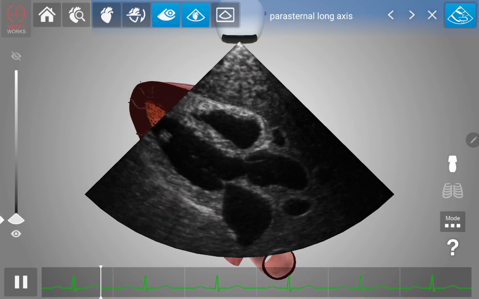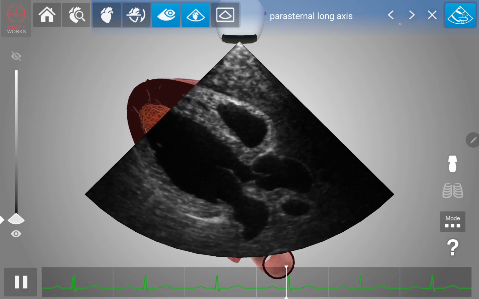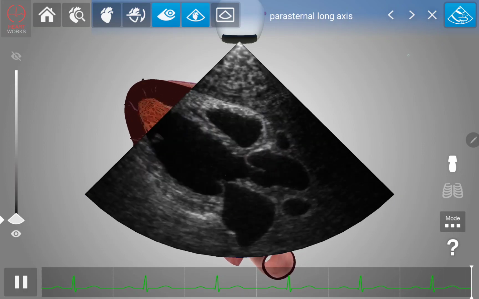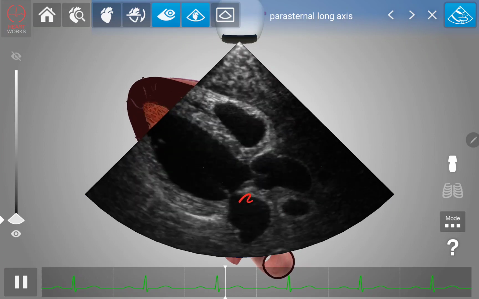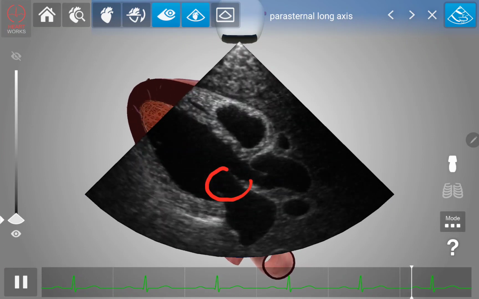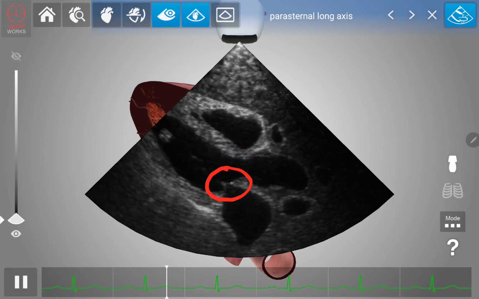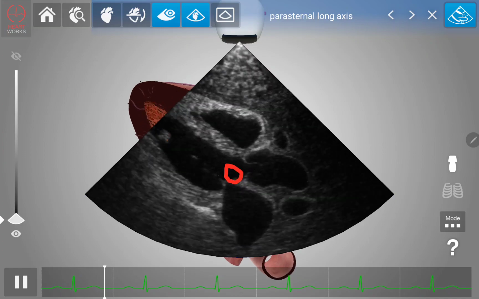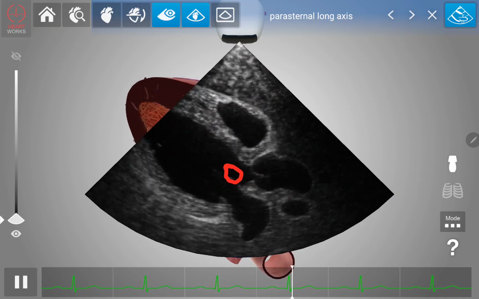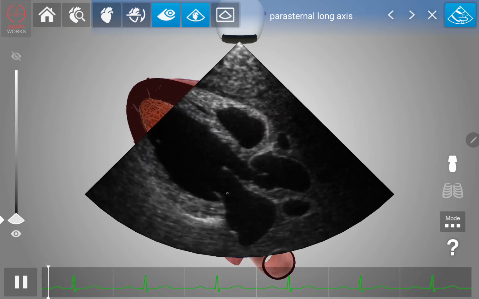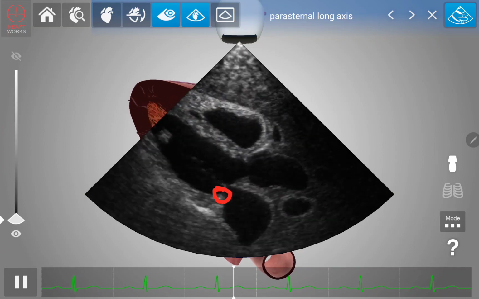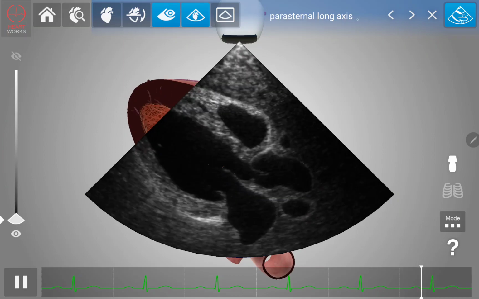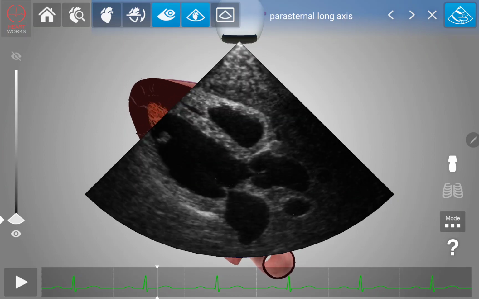Now let's take a closer look at a couple of structures here that are very important for us. The first one is going to be the mitral valve. So mitral valve is here. And we have the anterior leaflet of the mitral valve, which is here. And the posterior leaflet, which is here. It's important to note that the anterior leaflet of the mitral valve is actually making up the bottom of our next structure, which is the left ventricular outflow tract.